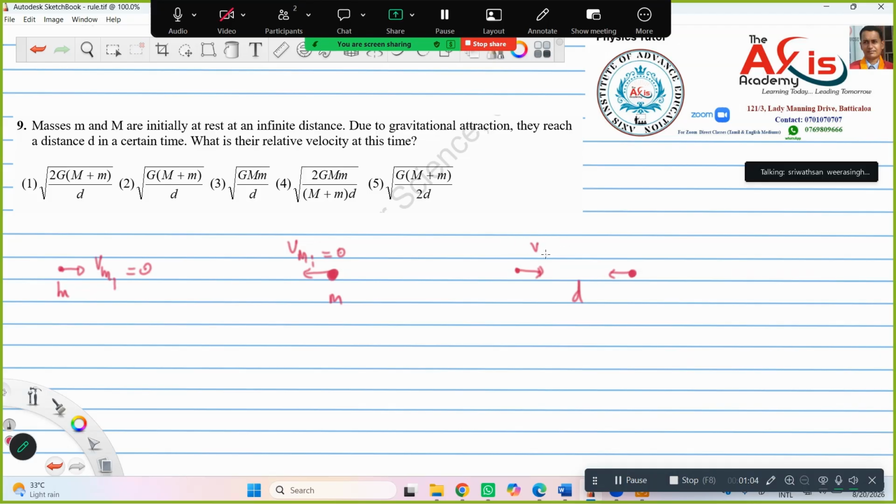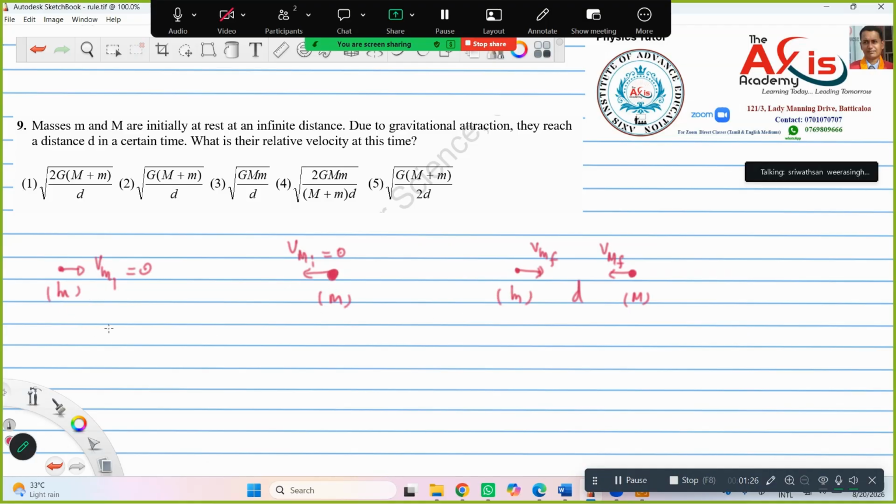Hence they obtain a velocity. Let's say the velocity of mass small m is V small m final, and the velocity of mass capital M is V capital M final. This is mass small m, and this is capital M.